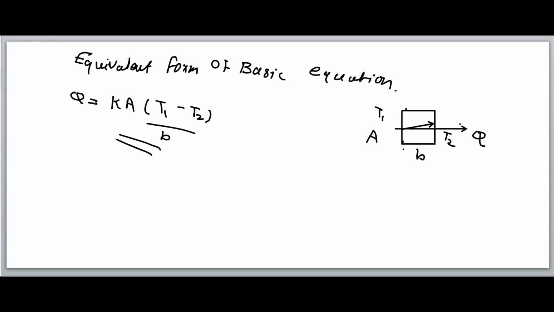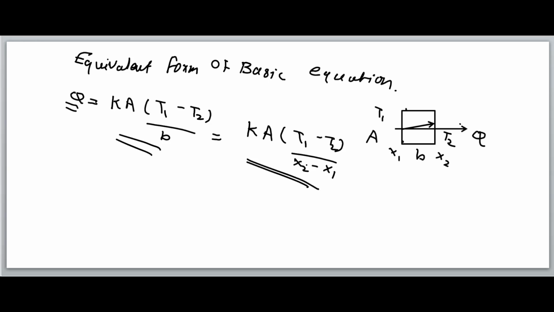B is nothing but, suppose this is x1 and this is x2, then we can write it as K into A into T1 minus T2 upon x2 minus x1. So in the equivalent form of the basic equation, we are trying to write this Q in the form of K into A into delta T upon delta X.